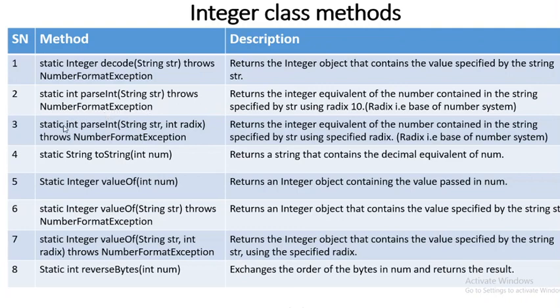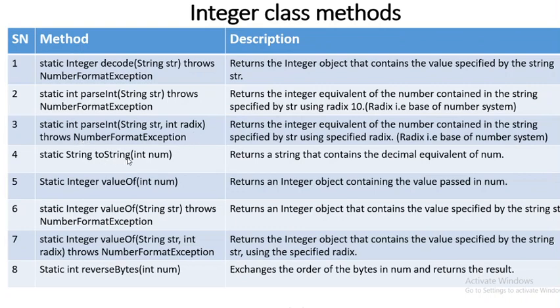Next, the return type is int, the method name is parseInt, with two arguments: the first argument is a string, the second is radix. In the second method, by default, radix is considered as 10, but in the third method, we can specify our radix separately instead of using the default. So as per the radix specified here, this string will get converted into int, and if it fails, it will generate a NumberFormatException.